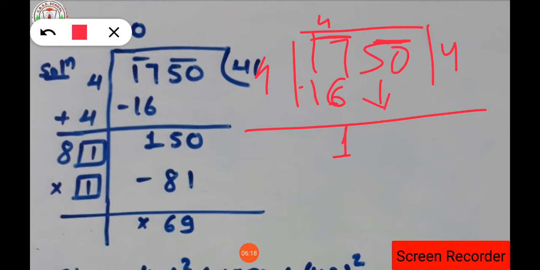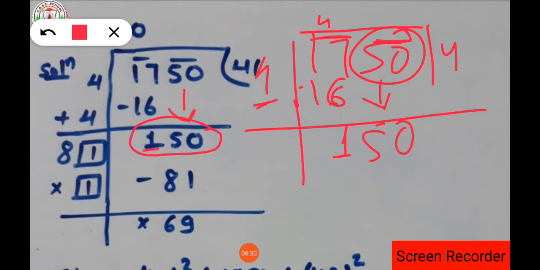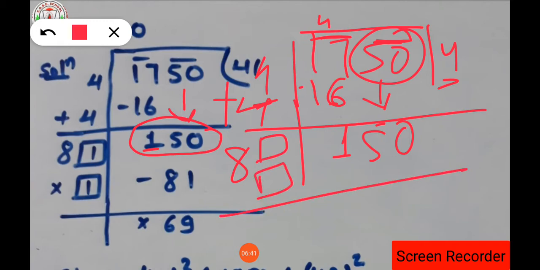Now this 50 will come down together in the next step, and with the remainder 1, it will become 150. Now this 4 will be added with the quotient 4. So 4 plus 4 will become how much? 8, isn't it? Now here we have to think of a number so that we will get either exactly 150 or less than 150. Suppose we are taking 0, 0 will be 80 itself.